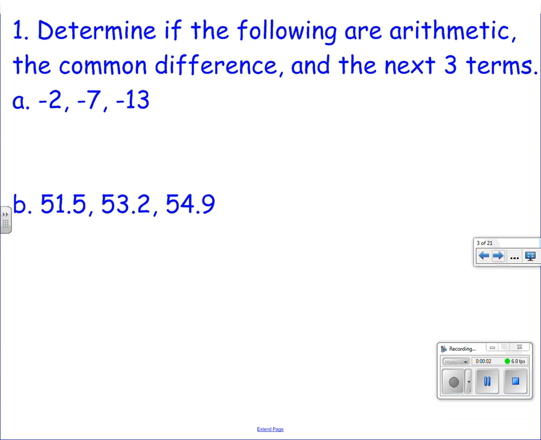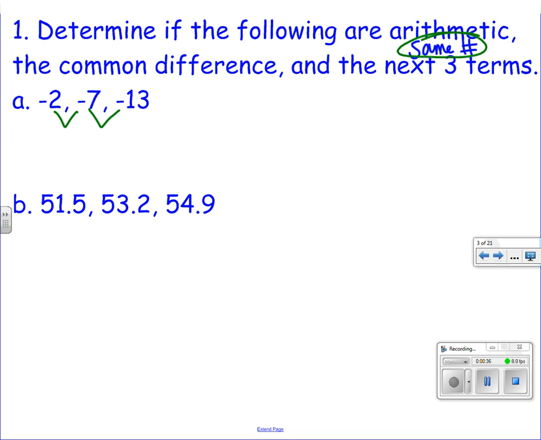Number 1, determine if the following are arithmetic, the common difference, and the next 3 terms. You can write the problems if you want. If you don't feel like writing them, then that's fine. You do need to write down the work, but writing down the problem is optional. What does it mean if they're arithmetic? Yeah, very good. So I'll write that as they have the same number every time. So that's what that means. So we need to figure out what they are going by.